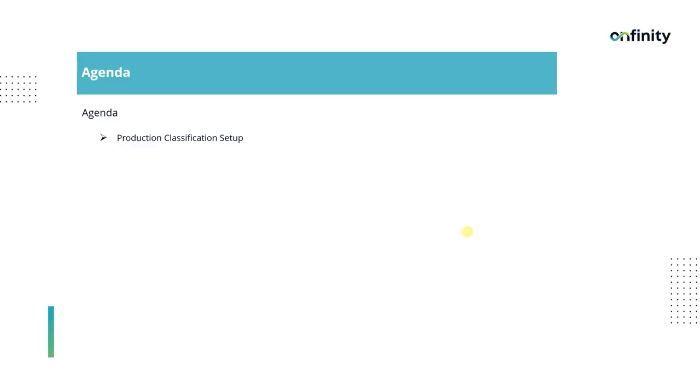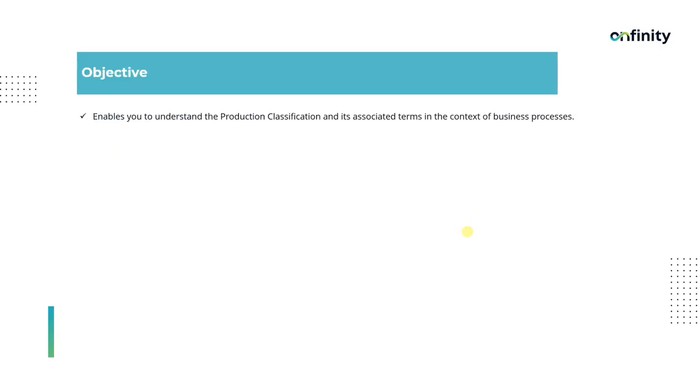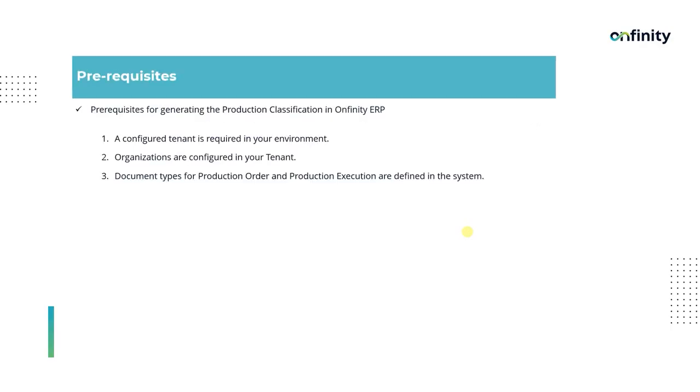So here is our agenda. The objective enables you to understand the product classification and its associated terms in the context of business processes. Prerequisites for generating the product classification in the Onfinity ERP are that a configured tenant is required in your environment. Organizations are configured in your tenant. Document types for production order and production execution are defined in the system.